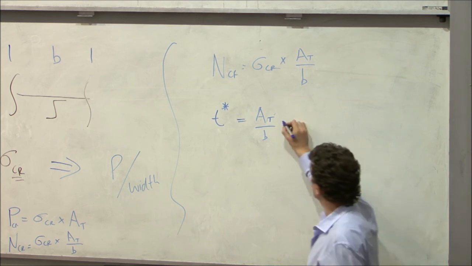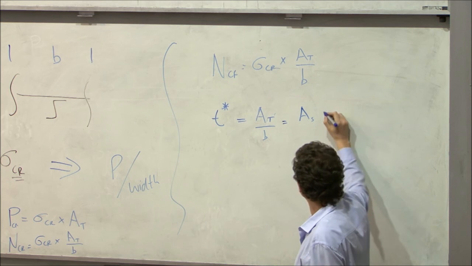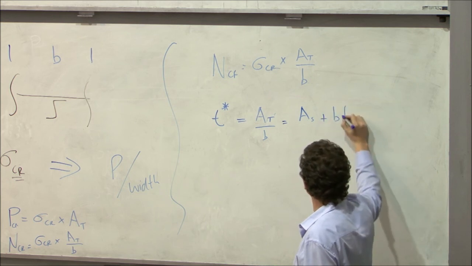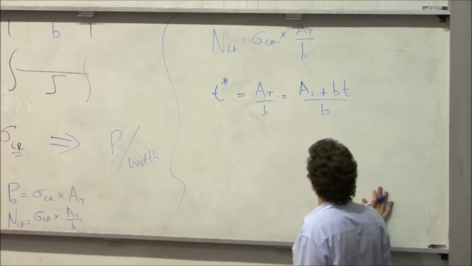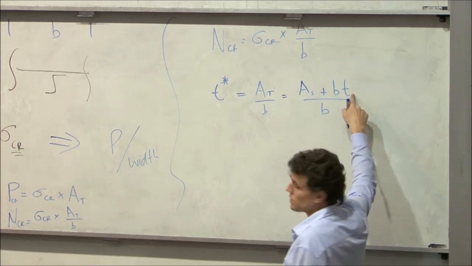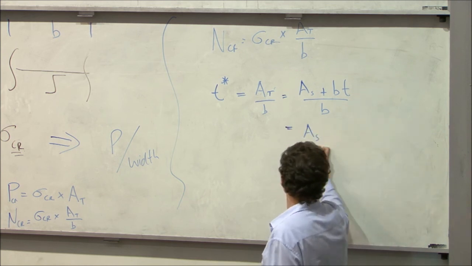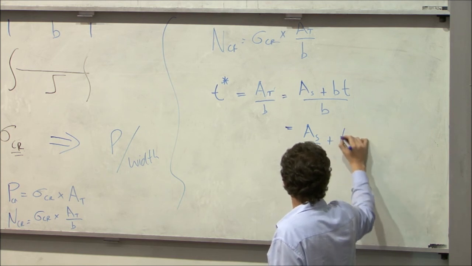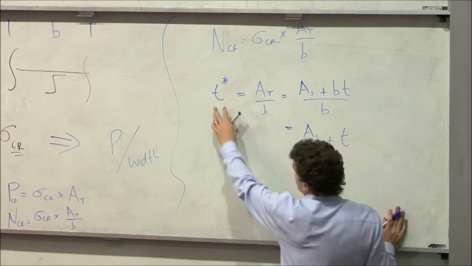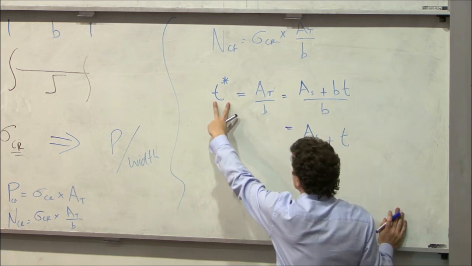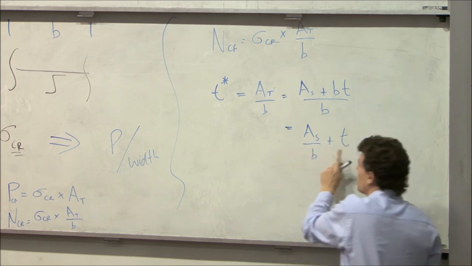Now the total area we can split up into a couple of extra pieces. We can say that's the area of the stiffener plus the area of the skin, where t is the thickness of the skin. And so we end up with this simplified version of it. This t star, or effective thickness, is equal to the area of the stiffener over the pitch of the stiffener plus the thickness.